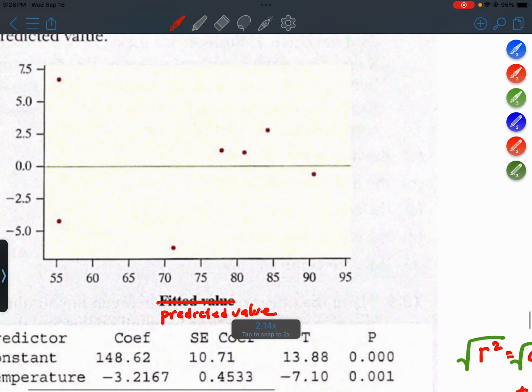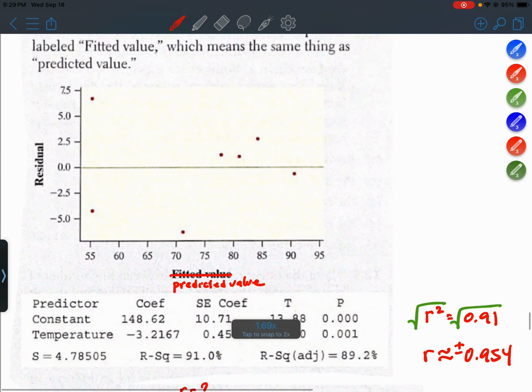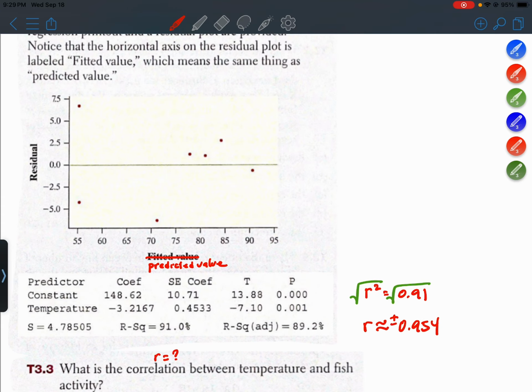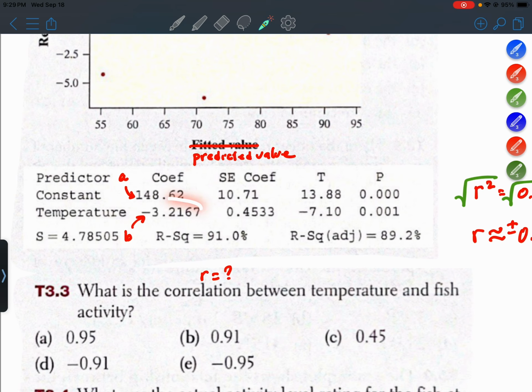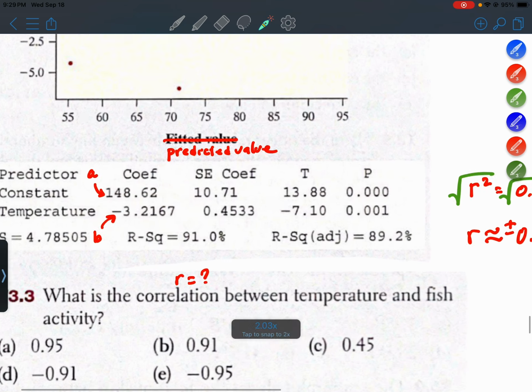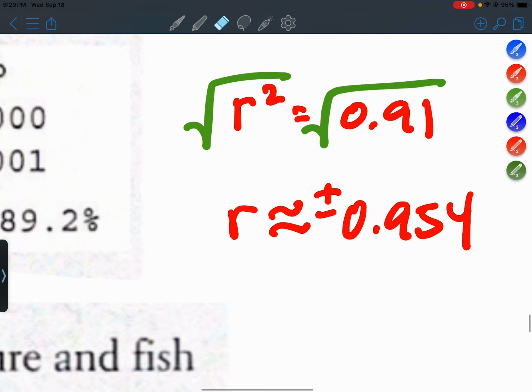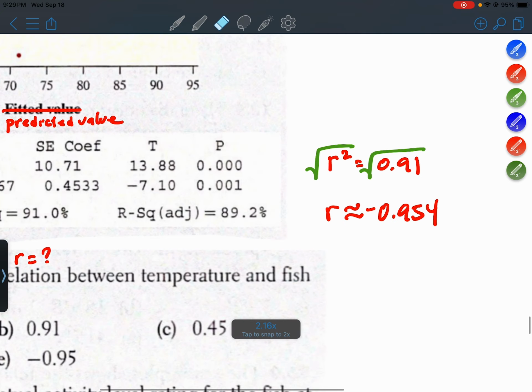This is a residual plot. It essentially removes the direction from the relationship so that we're just looking at the form. So how can we figure out what direction the relationship had? The answer here is look at the slope. Now this is our y-intercept right here. I'm going to label that as A. And this is the slope right here. Label that as B. Because the slope is negative, that reveals that the relationship is negative, which means that our correlation would be the negative value, negative 0.95.